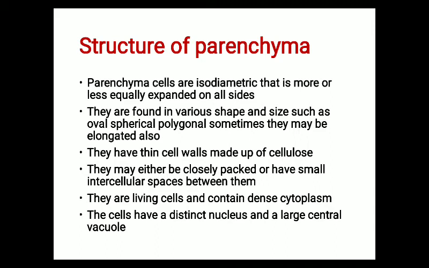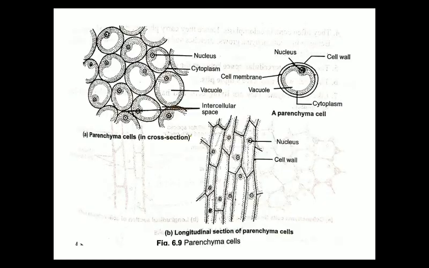So structure of parenchyma. Parenchyma cells are isodiametric, that is more or less equally expanded on all sides. They are found in various shapes and sizes such as oval, spherical, polygonal. Sometimes they may be elongated also. They have thin cell walls made up of cellulose. They may either be closely packed or have small intercellular spaces between them. They are living cells and contain dense cytoplasm. The cells have a distinct nucleus and a large central vacuole. So these are the characteristic features of the structure of the parenchyma.